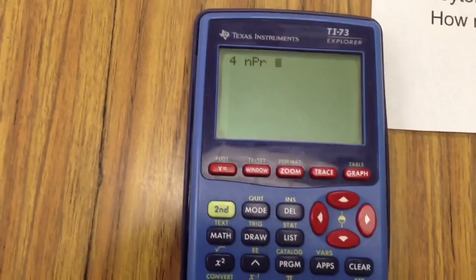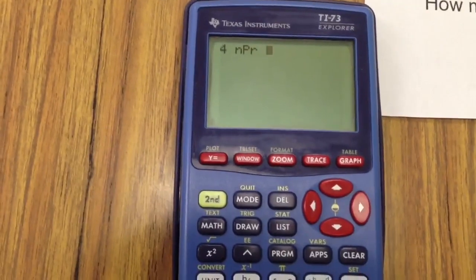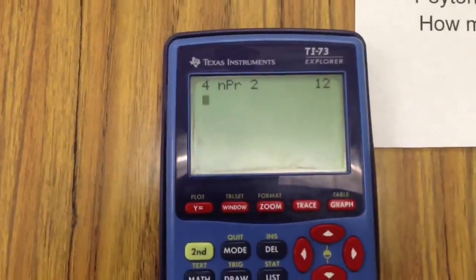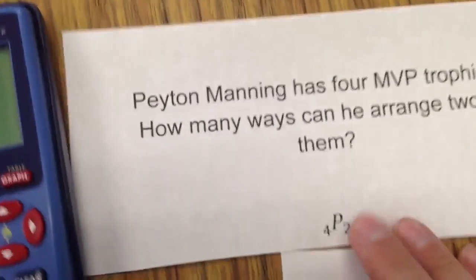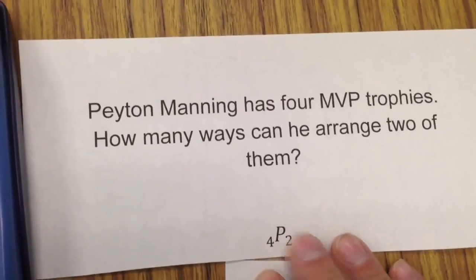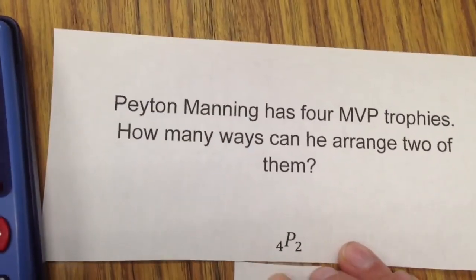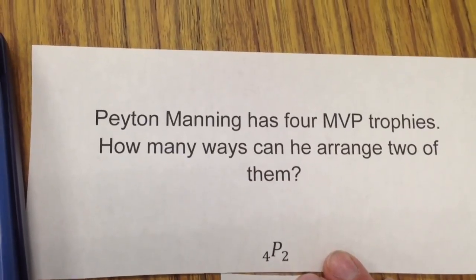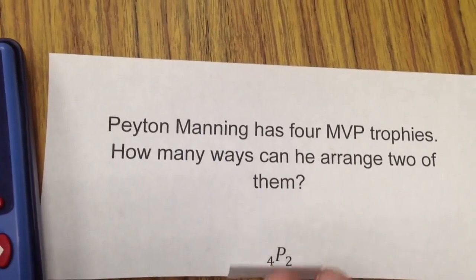Now I have to put in 2 because we're doing 4, taking 2 at a time. And it looks like our answer is 12. So to answer our question, there's 12 ways that Peyton Manning, me, can organize my 4 MVP trophies, taking 2 at a time. Very good.